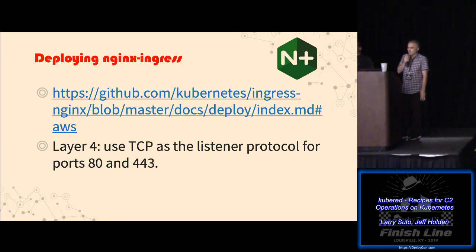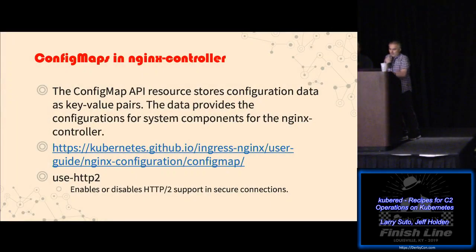And you want to install it as layer 4, so you can use TCP. So the load balancer it creates can be used for layer 4, not just layer 7. Okay, so config maps and Nginx.